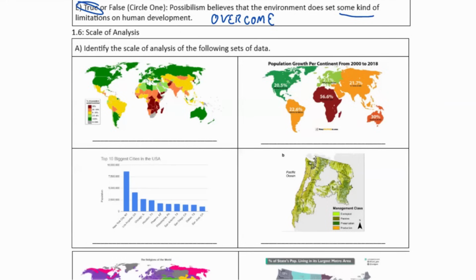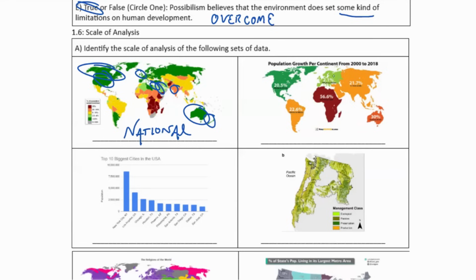For this first map here, we are comparing data between countries like the United States, Egypt, Saudi Arabia, India, Australia, New Zealand, the United Kingdom, and Canada. We're comparing data between the different countries. It doesn't matter what the data is, it's compared on a country by country basis. So this is a national scale of analysis. You can also say country on an FRQ, that works as well. National is just the cooler term.